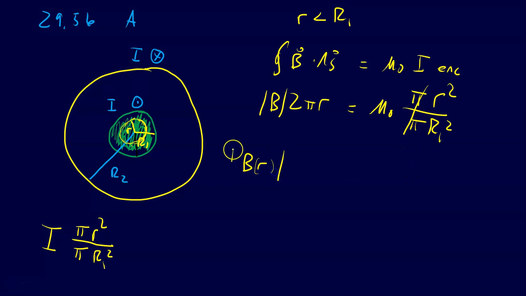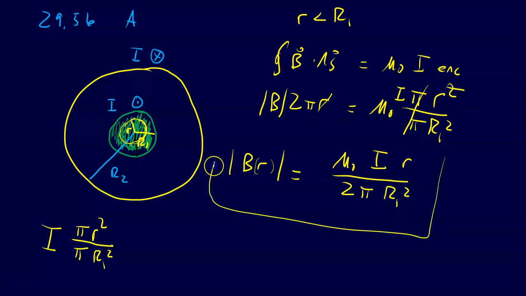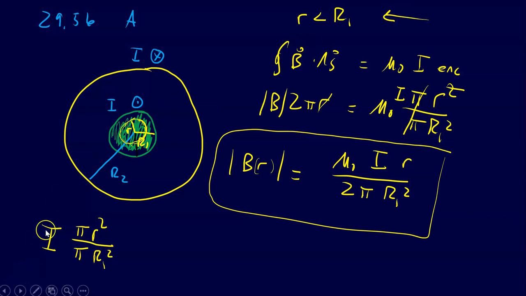Over here I'll solve for B as a function of r, and I get mu naught. Oh, and I forgot the I over here, my bad, sorry. I, and then now this r will cancel one of the r's in the squared, so I just get r by itself. And then downstairs here I get 2 pi r1 squared. And so that would be, again, the magnetic field inside that radius r1. All right, hope this helps. Thanks.